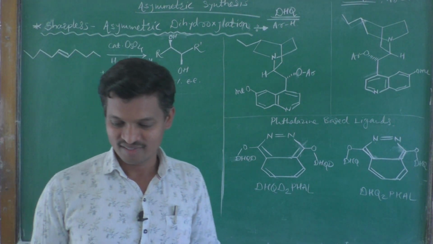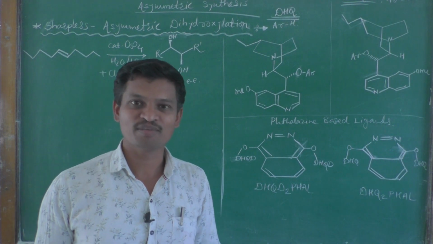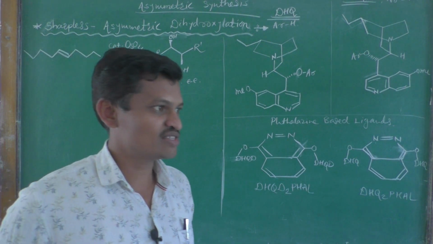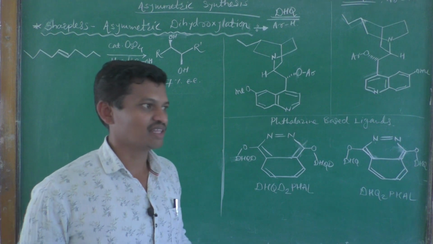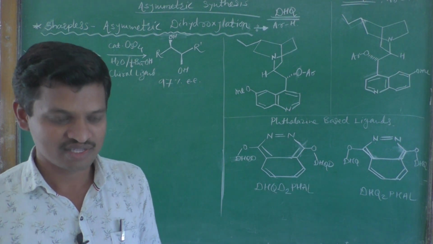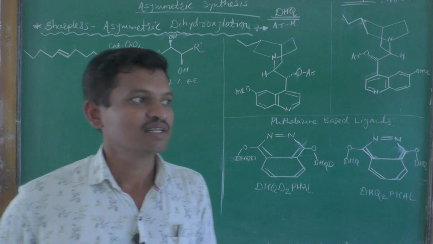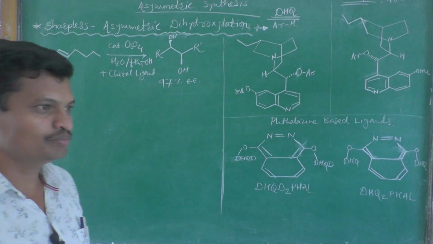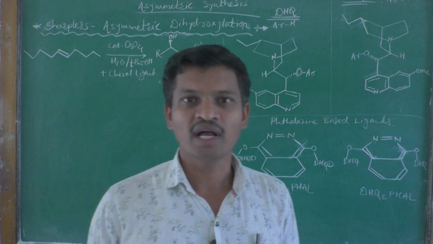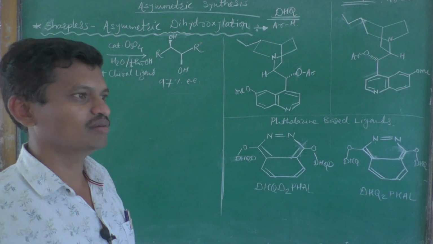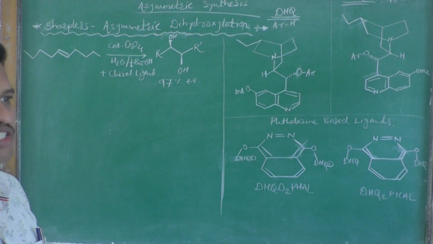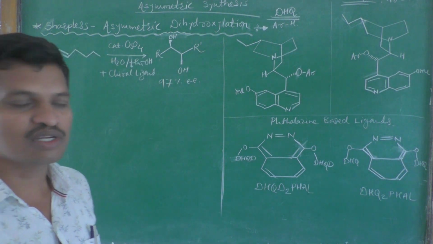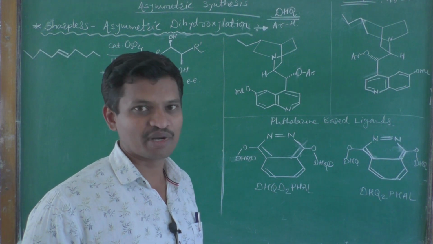So we have started our new topic, that is asymmetric synthesis. In previous lectures we have seen what is meant by asymmetric synthesis, then chiral pool, chiral auxiliaries, strategies, then chiral catalyst. In the previous lecture we have also seen the asymmetric hydrogenation reaction as well as asymmetric epoxidation, that is Sharpless asymmetric epoxidation and Jacobsen manganese salen asymmetric epoxidation.